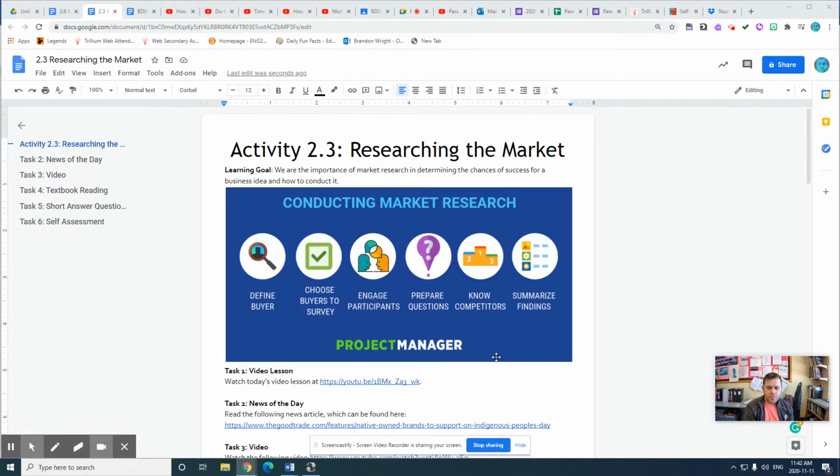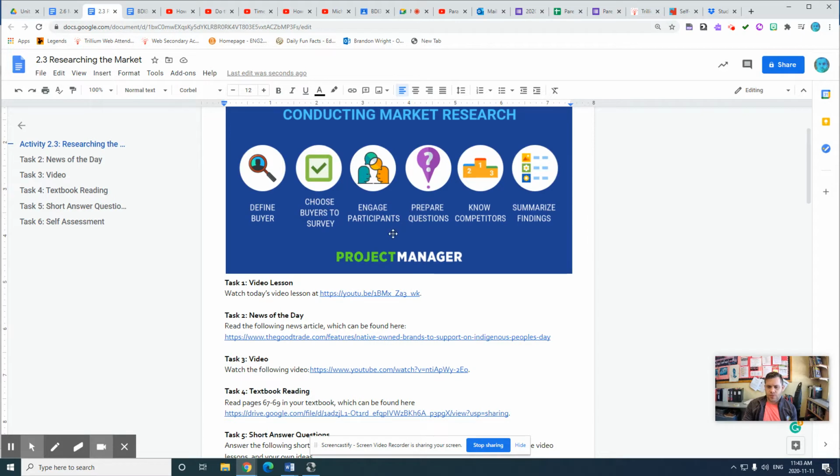And today we're looking at activity 2.3, which is called Researching the Market. More specifically, we're going to be looking at what is the importance of market research. Market is another word for customers, so researching your customers. What is the importance of market research in determining the chances of success for a business idea and how to conduct it? So we're going to learn about what market research is and how it can be done.